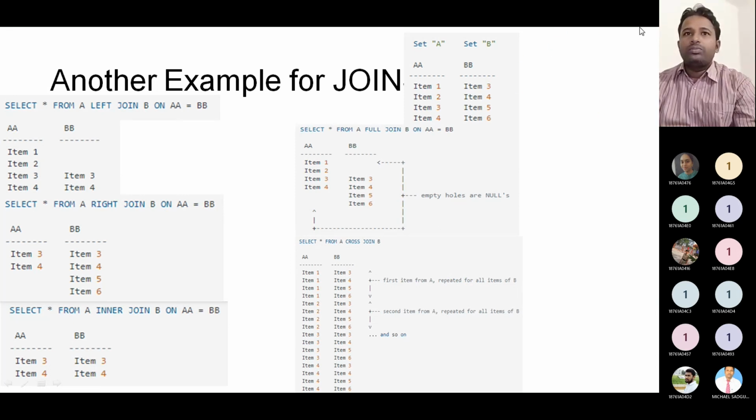Now in this example, suppose we have set A as well as set B, otherwise table A and table B. AA and BB are columns. In AA: 1, 2, 3, 4. In BB: 3, 4, 5, 6. First, select star from A left join B on the condition AA equals BB. What are AA and BB? Column names. What is A? Suppose a table. What is B? It is another table. We are going for left join.